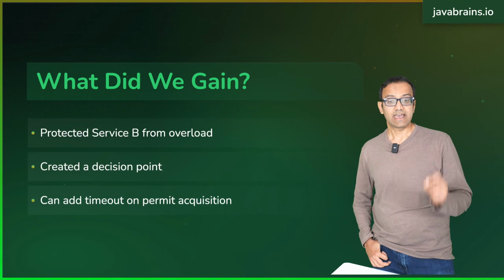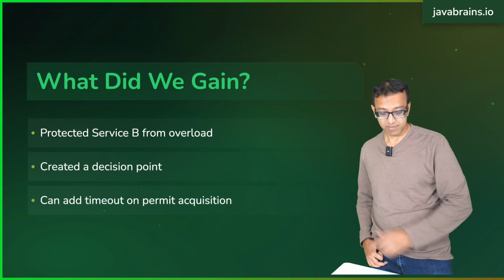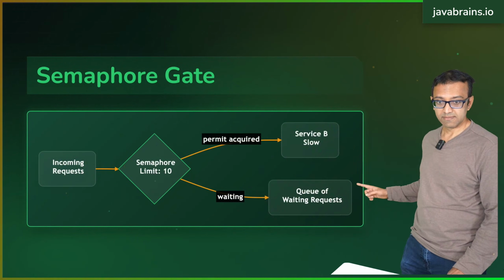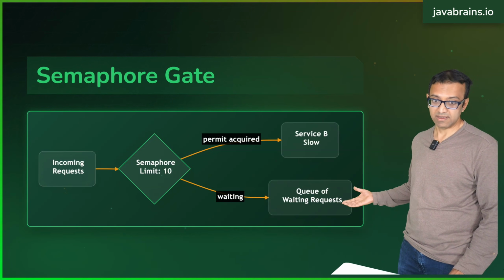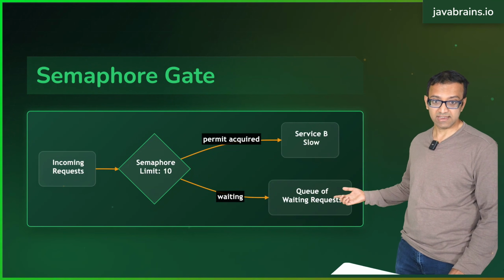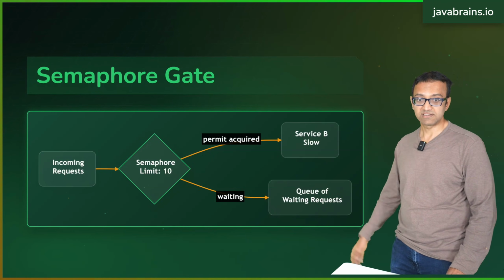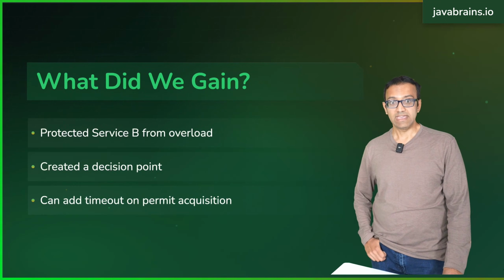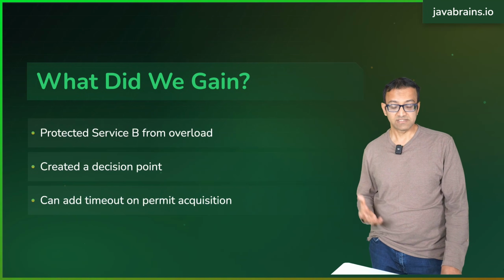Thirdly, you can add a timeout on the permit acquisition. So over here, this can be with a timeout. It can wait for some time, and if it still doesn't get the permit, it just goes away. That's another option. So yes, you still hold on to threads when you have concurrency limit.